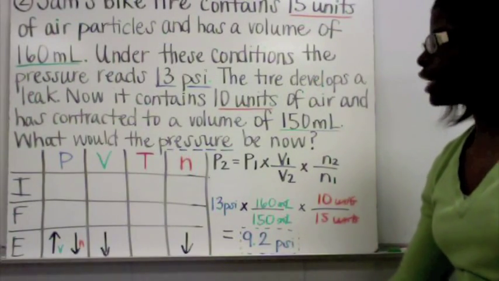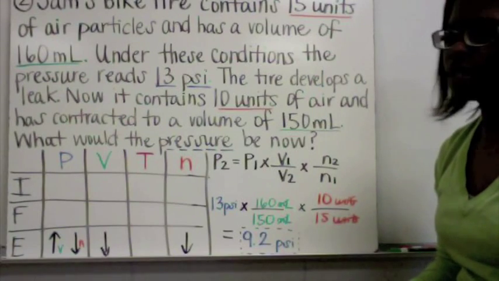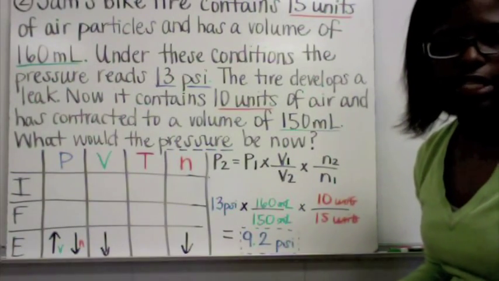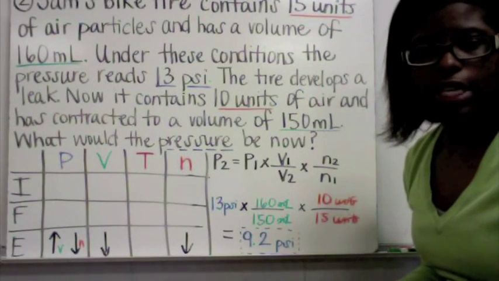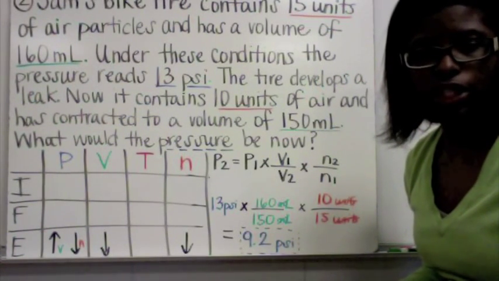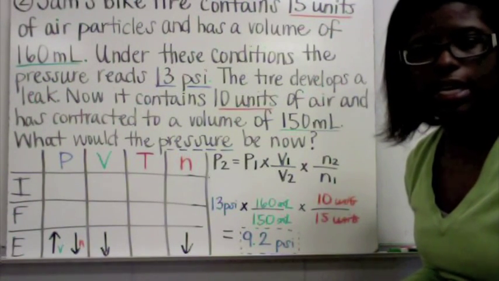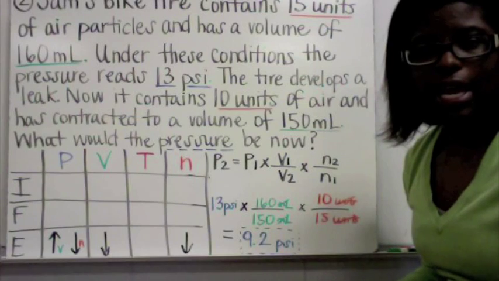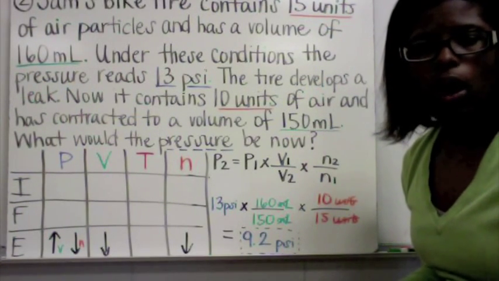So in the second problem, Sam's bike tire contains 15 units of air particles and has a volume of 160 milliliters. Under these conditions, the pressure reads 13 psi, which is your pressure unit here, and the tire develops a leak. Now it contains 10 units of air and has contracted to the volume of 150 milliliters. What would the pressure be now?